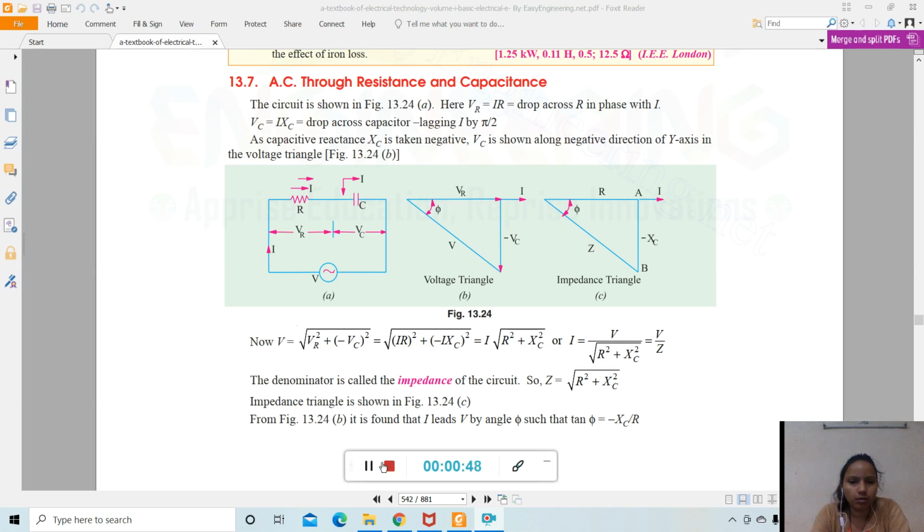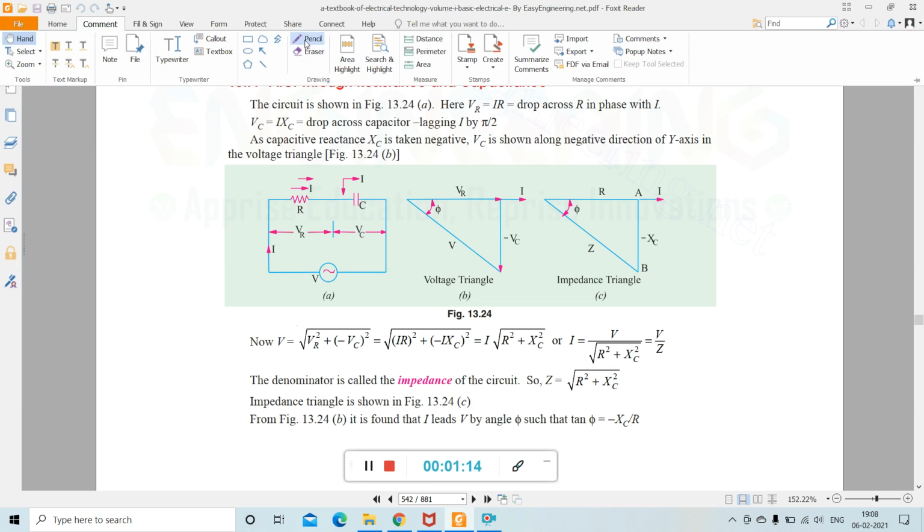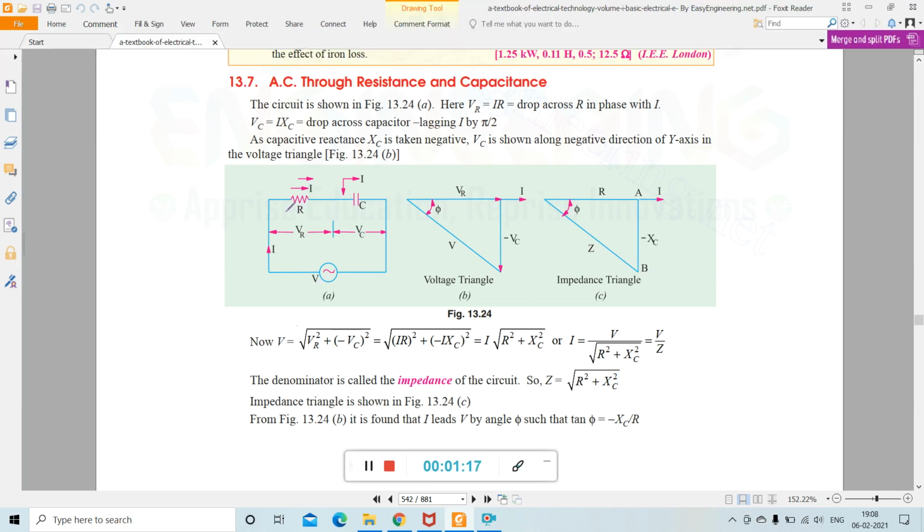Okay, so let's begin. This is the circuit diagram for an RC series circuit. See here, one resistance and one capacitance are connected in series. This is the supply voltage V connected to this RC series circuit. In this circuit, VR is the voltage drop across the resistor, and here current and voltage are both in the same phase.